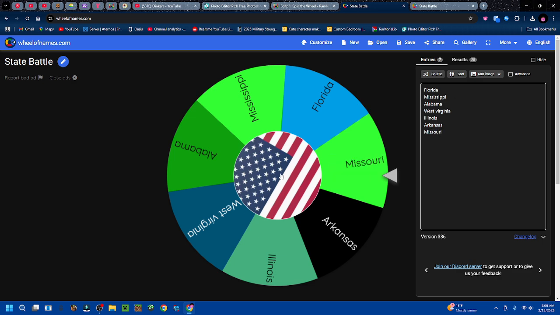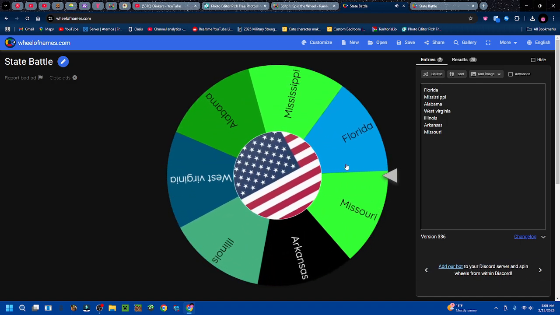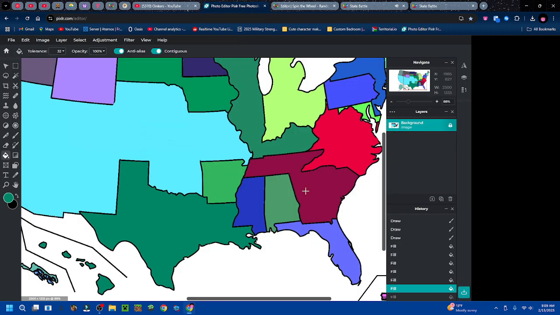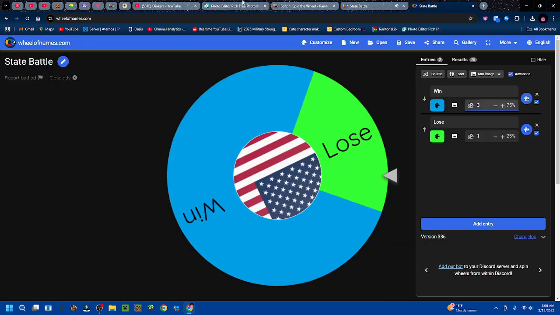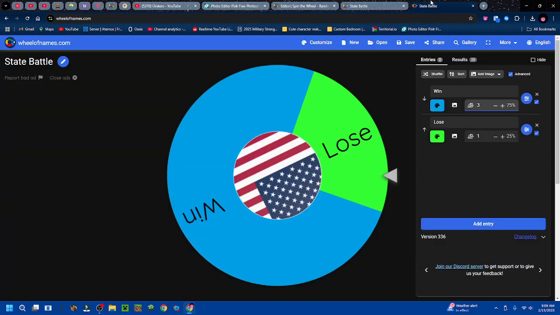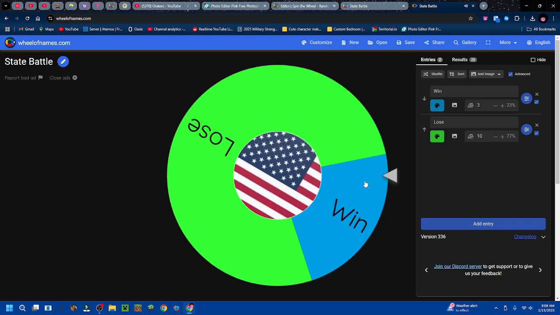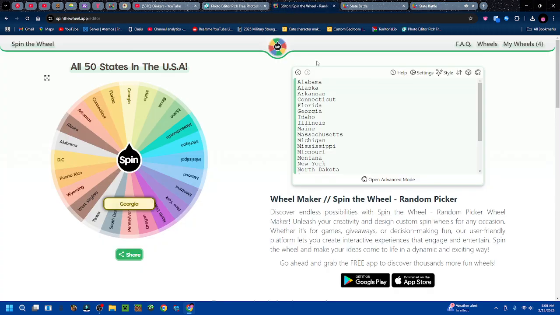Hopefully they don't try to go for Missouri, because that would be a very bad shot. Nope, they're doing it anyway. They only own 3. So it's going to be a win 3 and lose 10. Bam. But they're going to lose, unsurprisingly. There goes Georgia. Bye-bye, Georgia.